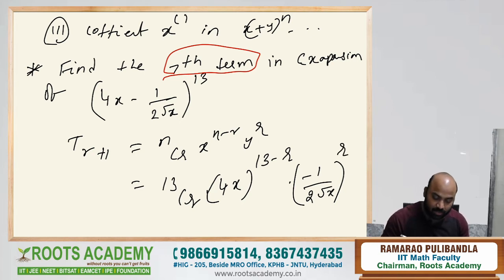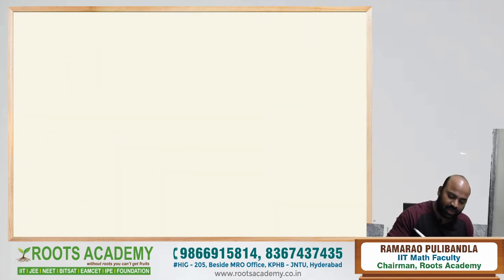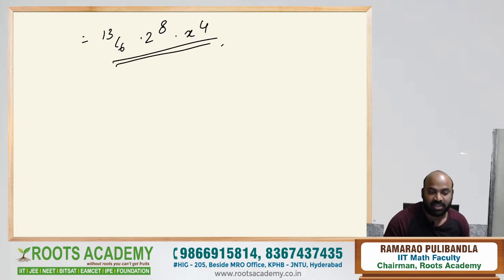But what he is asking is the seventh term. So T7 I can write as T(6+1), so my r is 6. So what I'll get: 13C6 into (4x) power 13 minus 6, that is 7, into (minus 1 by 2 root x) whole power 6. If I simplify this, my final value is 13C6 into 2 power 8 into x power 4. So this is my seventh term in the given expansion.